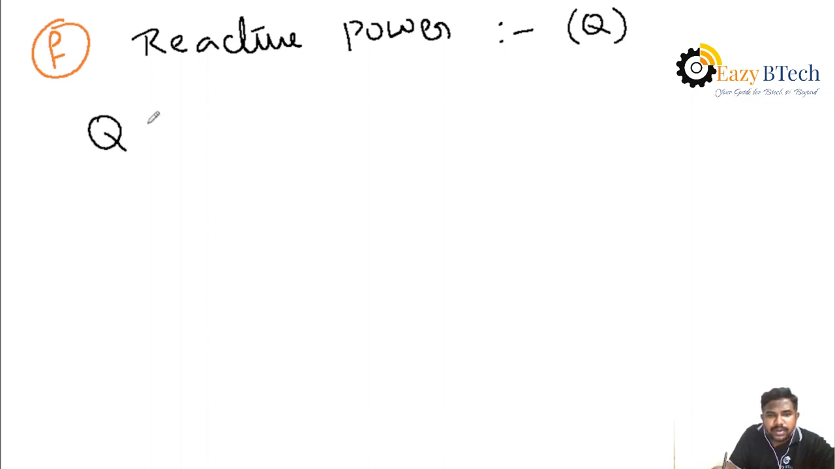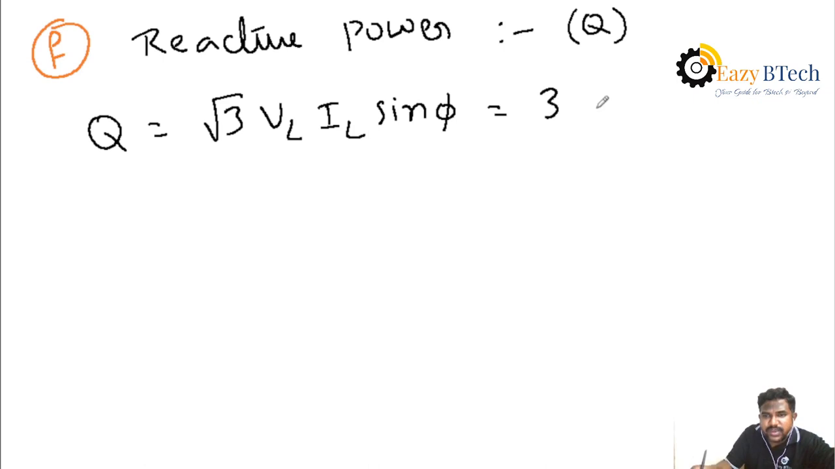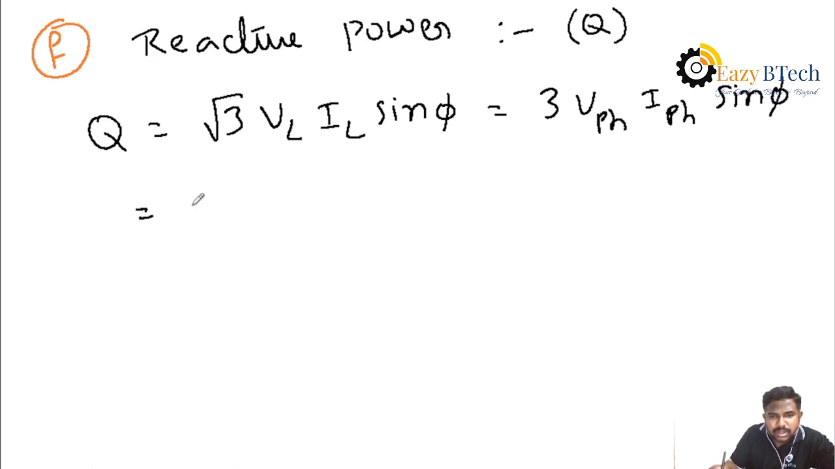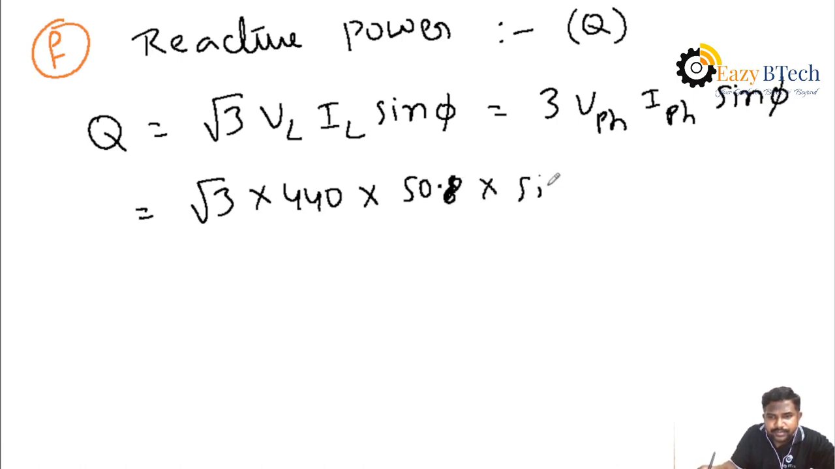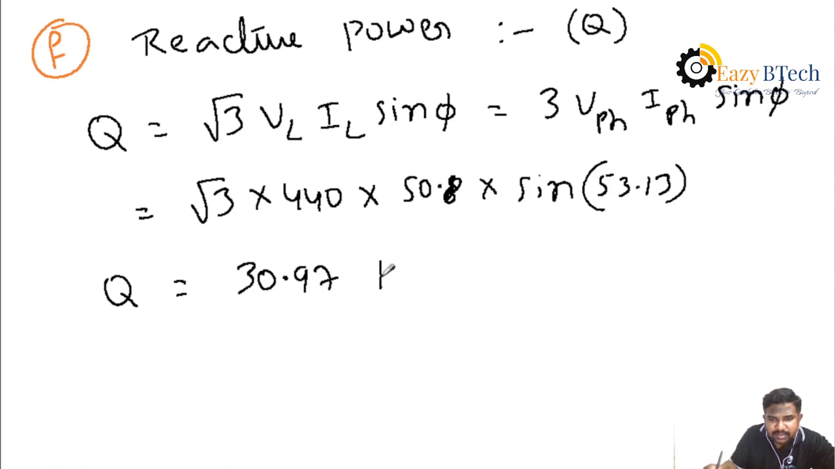So, we know the formula for total reactive power is root 3 into VL into IL into sin phi, or in the form of phase values, 3 into VPH into IPH sin phi. Already we know the values of VL, IL: root 3 into VL is 440, IL is 50.8, and we know the angle phi, that is sine of 53.13 degrees. Therefore, the total reactive power you can calculate is 30.97 kVAr, kilo volt ampere reactive.